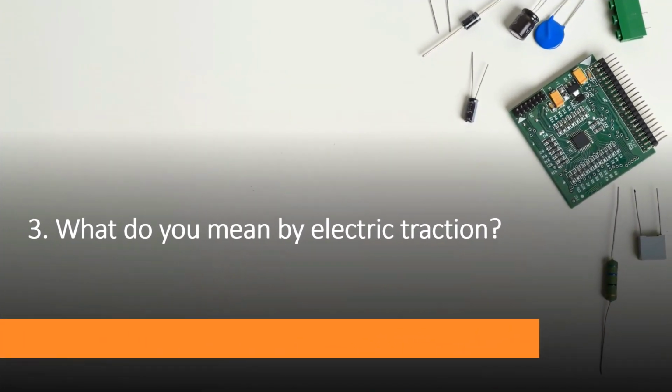What do you mean by electric traction? Electric traction means using electric power for the traction system. It means the use of electricity for railways, trams, trolleys, etc. Nowadays, magnetic levitation is also used for projectile trains, and essentially DC motors are used for electric traction systems.